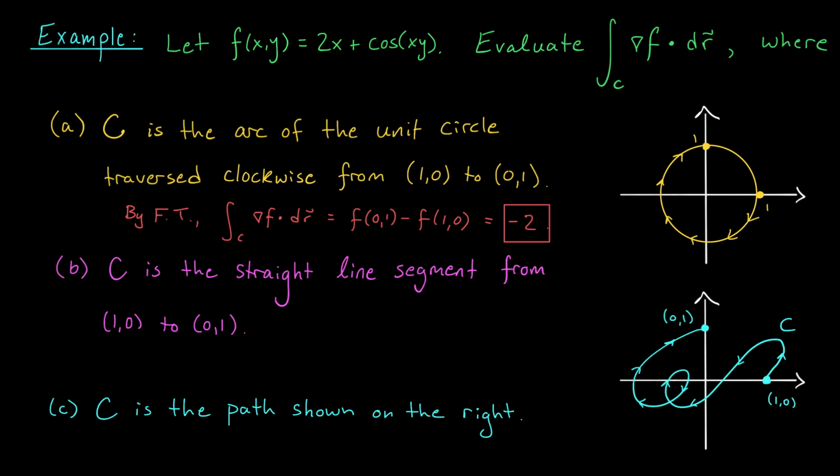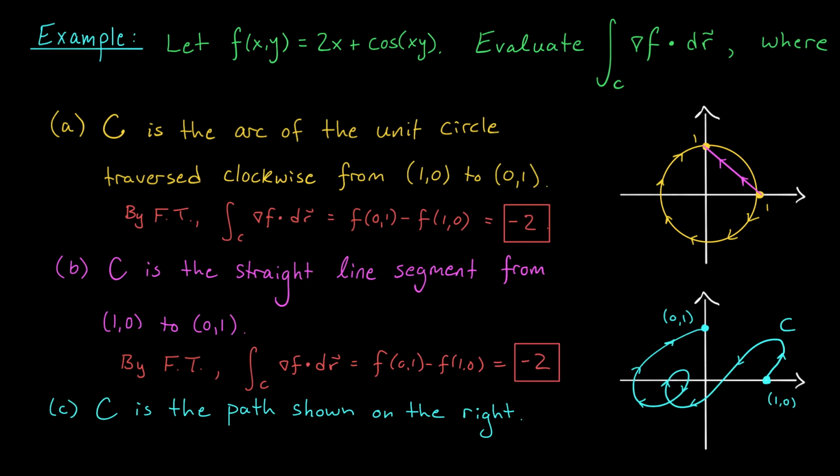Okay, what if we change the path? What if we instead take the straight line segment from (1, 0) to (0, 1)? Well, again, the fundamental theorem says plug in the final point, plug in the initial point, and take the difference. By the fundamental theorem, this line integral is f of (0, 1) minus f of (1, 0), which again is minus 2. We've done the exact same calculation.